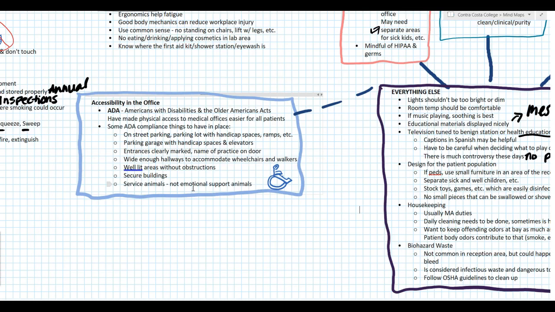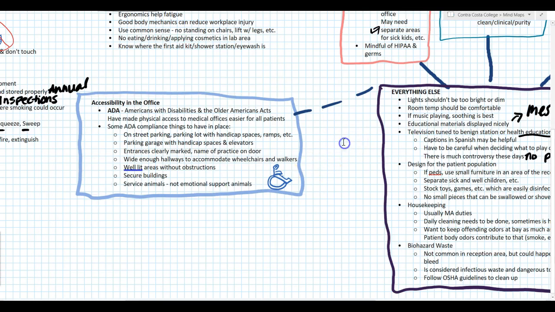And then the allowance of service animals. Now, this may not necessarily be emotional support animals, but full-on certified service animals like seeing eye dogs, hearing dogs. Those types of things.